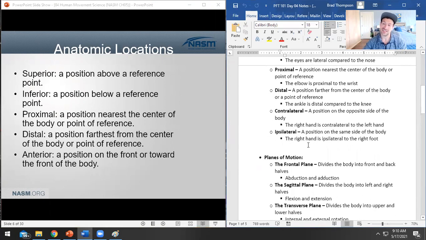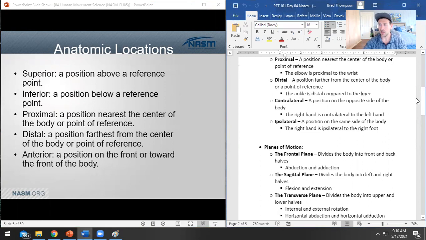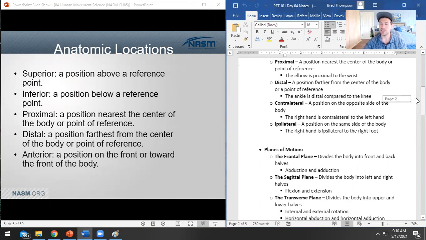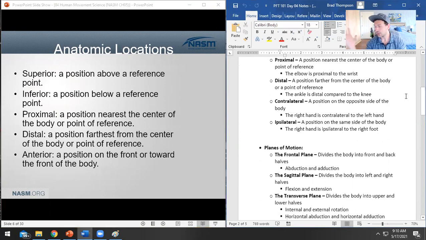Proximal is nearest the center of the body. This is one where you have to say, my wrist is proximal if you're comparing it to my fingers, but it is distal if you are comparing it to my elbow, because my wrist is closer than my fingertips, but my wrist is farther away compared to my elbow. So the elbow is proximal to the wrist. The ankle is distal compared to the knee.